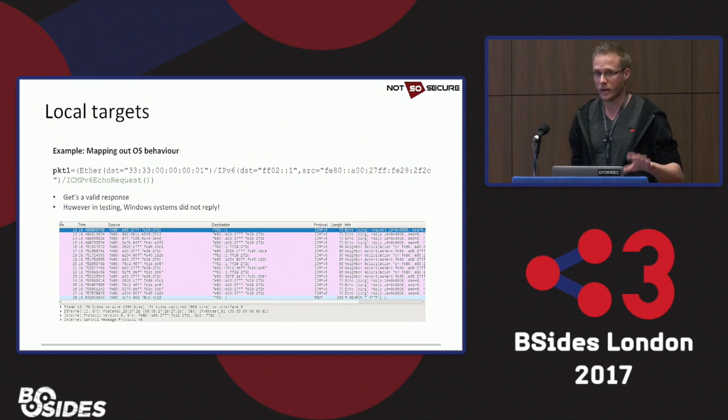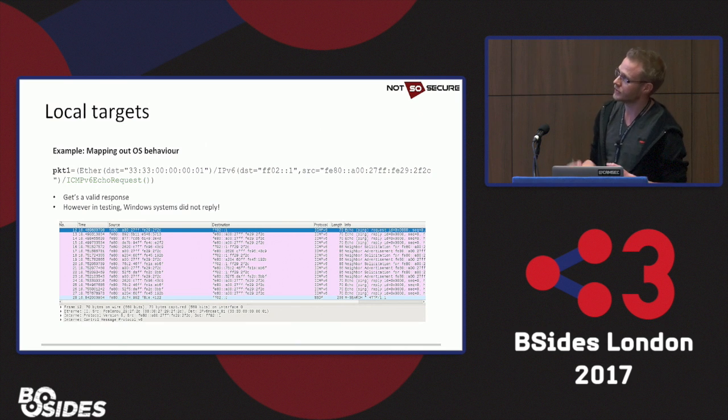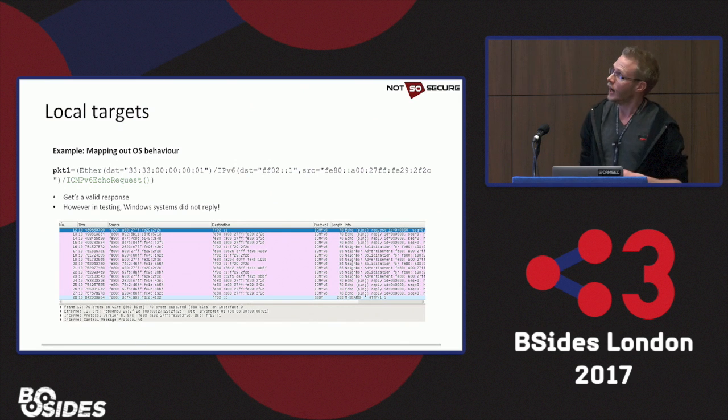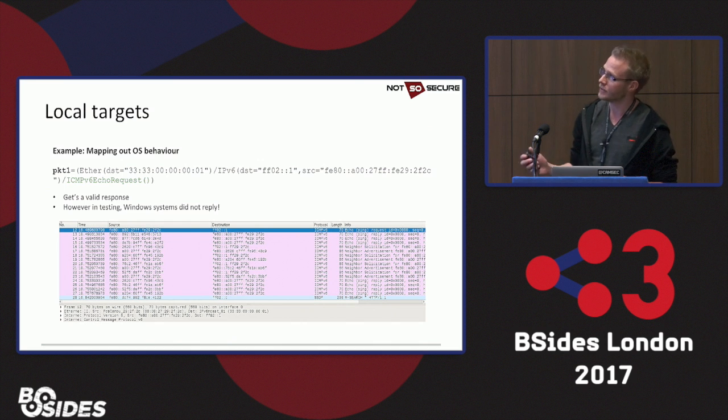Taking this a step further, I said there were some limitations to that ping6 command. This is just using Scapy to create a very raw packet. There's a lot missing here, but it does the job. We are targeting the FF02::1, so all nodes, and we get a response back from the nodes on our local network, as expected. Now, during testing, I did notice that Windows hosts don't respond to this. They're there, but they don't respond.